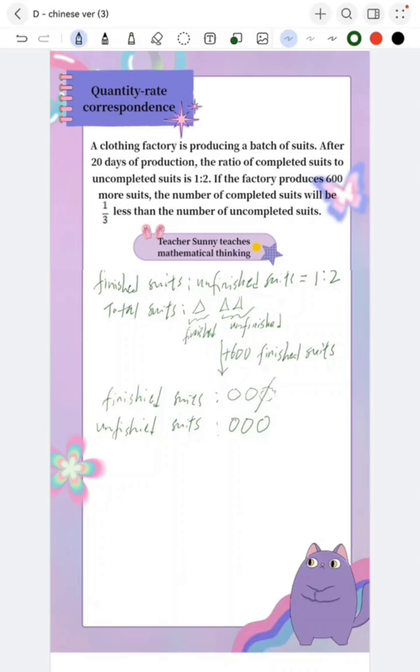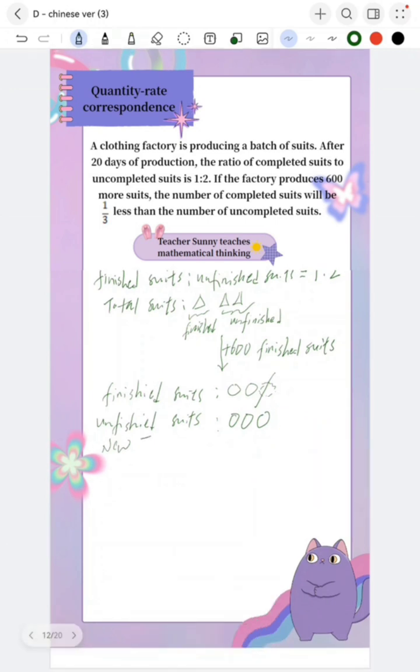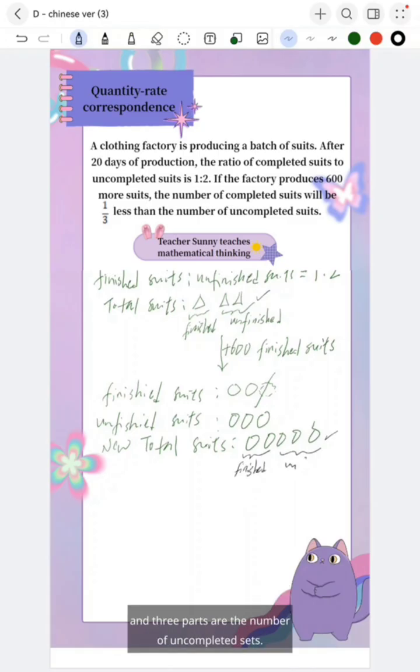So that means after adding 600 completed sets, what's the new total number of sets altogether? It's 5 parts. This way it's much easier to understand. So here we have 3 distinct parts, and here we have 5 total parts. Of these, precisely 2 parts are the number of completed sets, and 3 parts are the number of uncompleted sets.